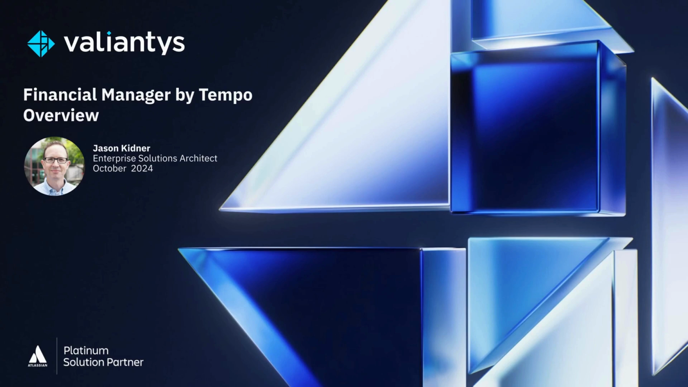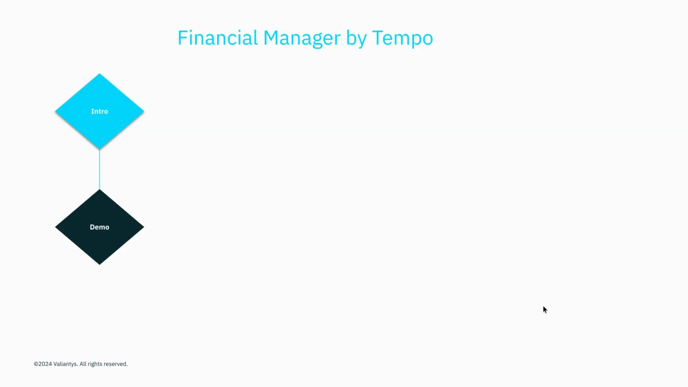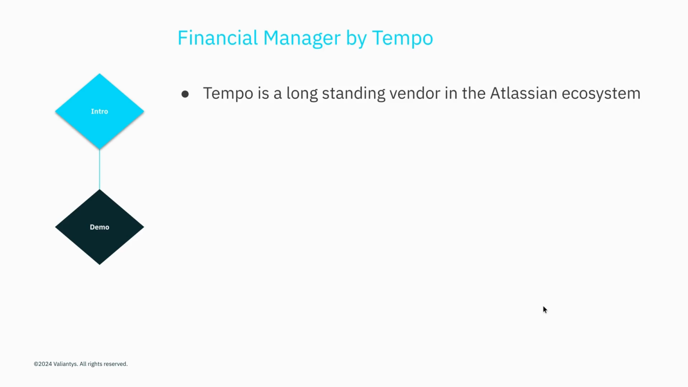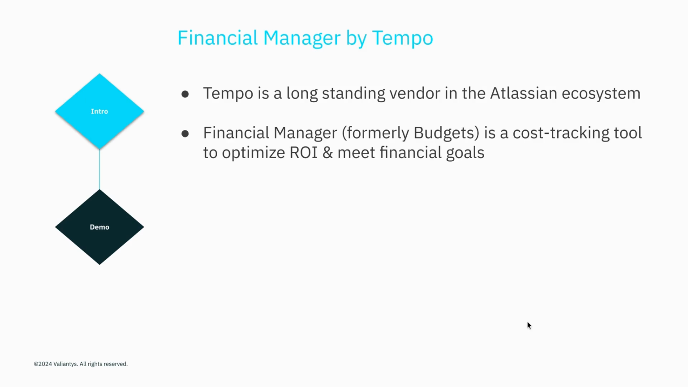And in this video, I'm going to do a short overview of the Financial Manager by Tempo app. A few words of introduction. Financial Manager is a Jira app from Tempo, which is a long-standing and highly acclaimed vendor in the Atlassian ecosystem. Financial Manager, formerly known as Budgets, is a cost tracking tool to optimize ROI and meet financial goals.